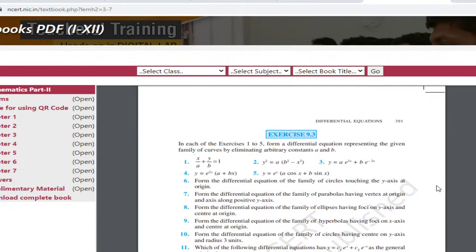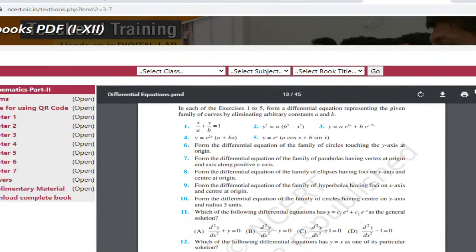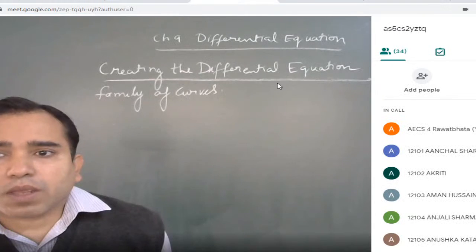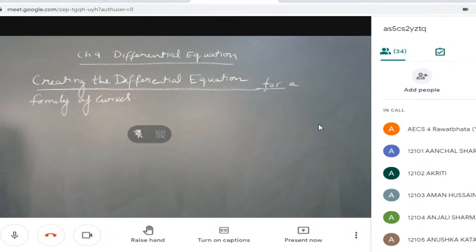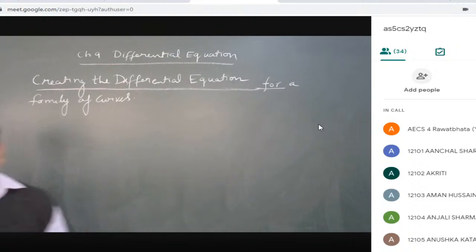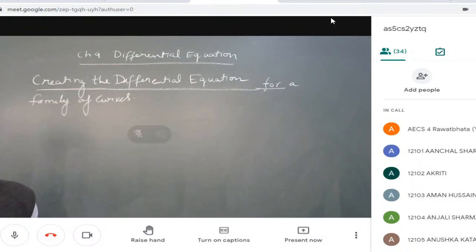Yeah, this is in front of me. Can someone read this exercise? First question. Achal Sharma, will you read question number 1 of exercise 9.3? Achal Sharma? Yes, sir. Yes, please.